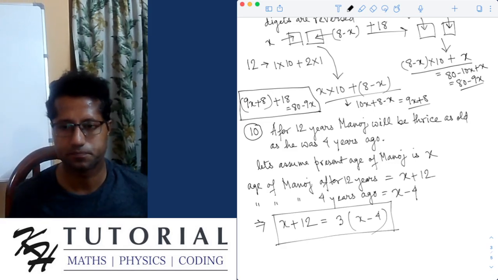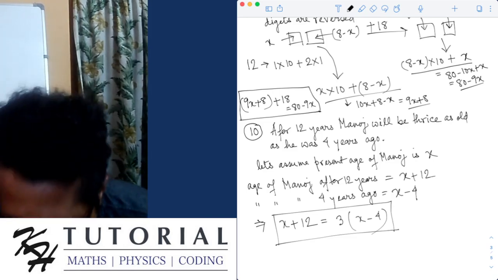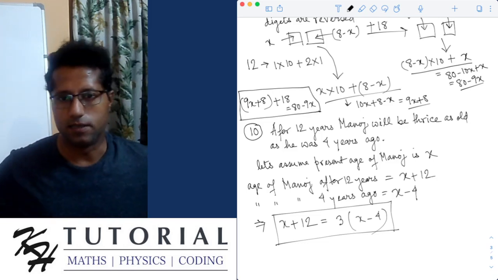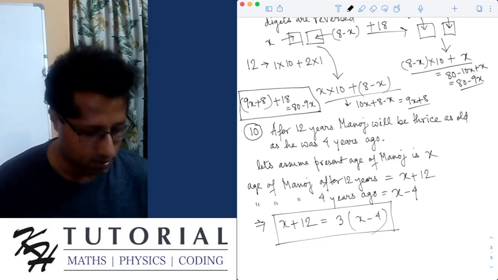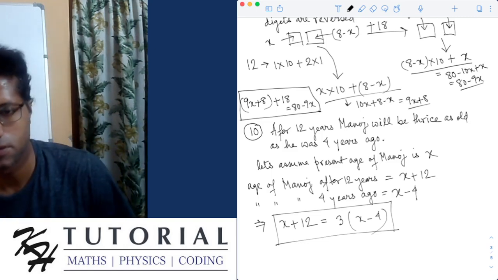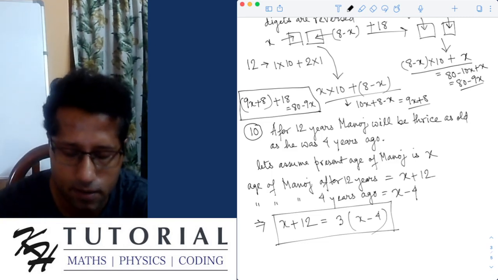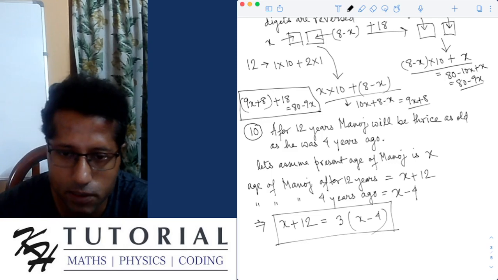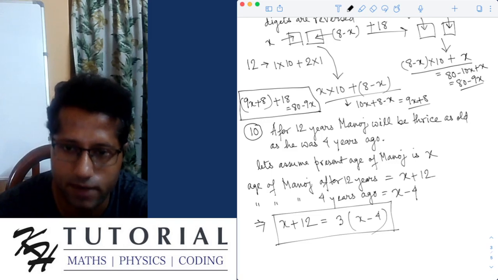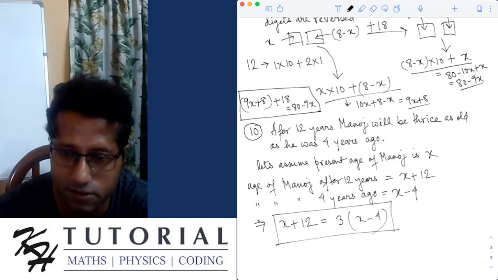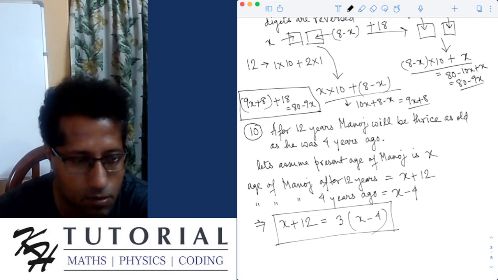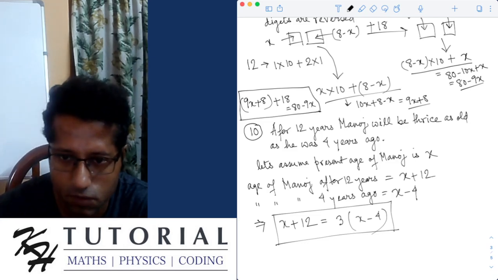Solving this, we will get x, which will be the present age of Manoj. So that was all. I hope this video was beneficial in understanding how you read and understand the word statements, how you identify the unknown quantity in a word statement, and use all the facts of the word statements in terms of algebraic expressions, and then form a linear equation in the unknown quantity, that is the variable.